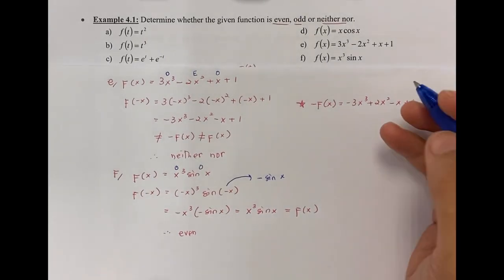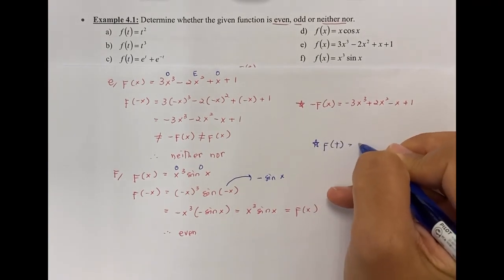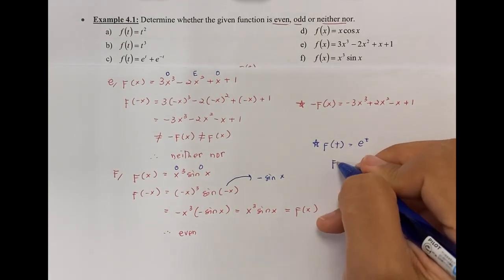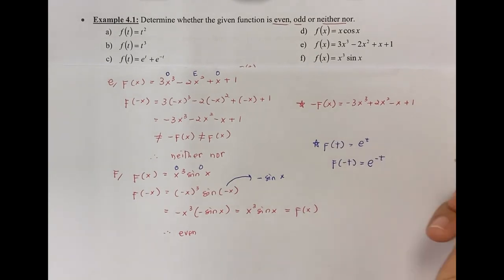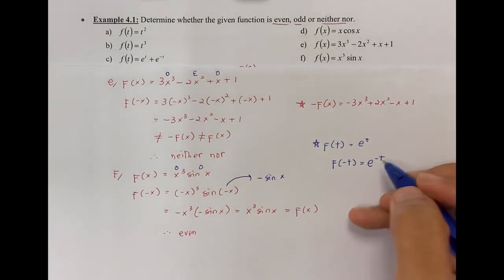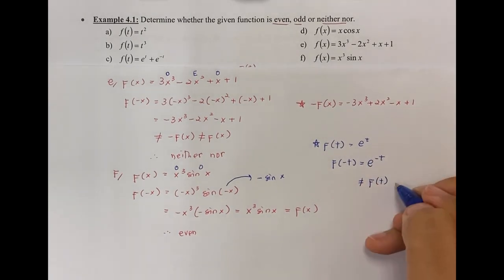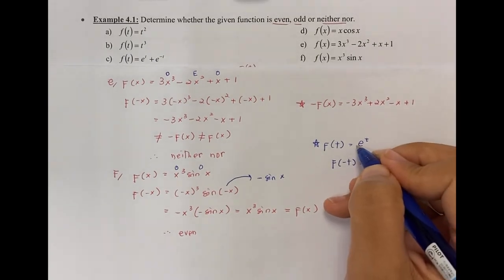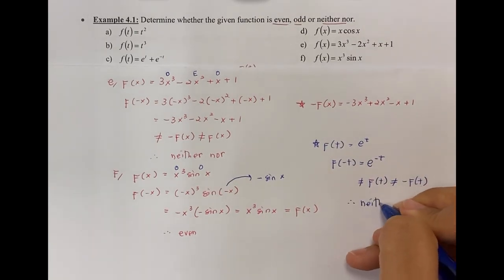Okay, I have another example. What if you have f(t) equal to exponent t? Is it neither, or even function, or odd function? So find f(negative t). f(negative t) is equal to exponent negative t. It is not equal to your f(t) because your f(t) is exponent t, and it is not equal to negative f(t) because negative f(t) should be negative exponent t. So for this example, you have a neither even nor odd function.